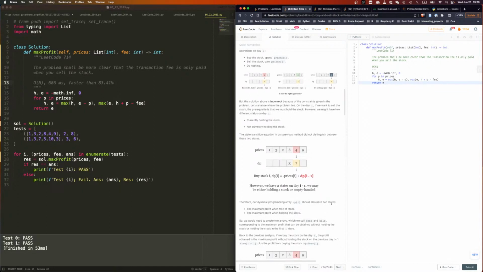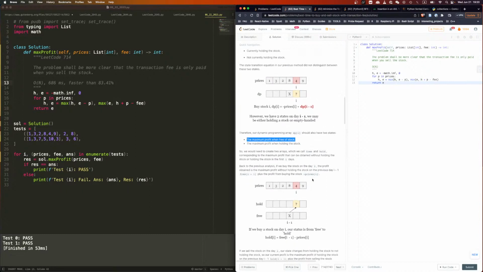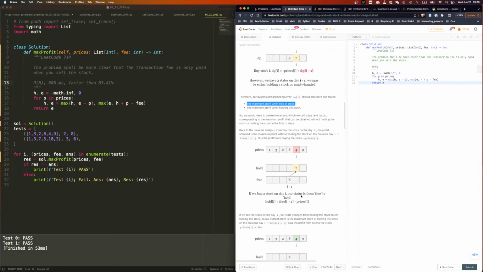The dp array should also have two states. Maximum profit when free of stock, that is the empty state. And maximum profit when holding the stock, that's the holding state. So we need two arrays, free and hold. Therefore, if we buy the stock on day i, our status goes from free to hold. That is the holding state. So we can either hold or the free state, minus.